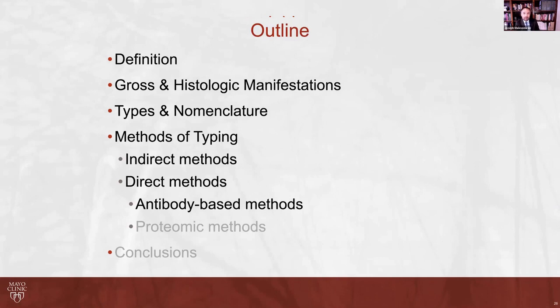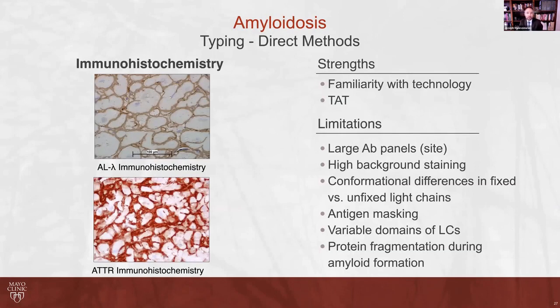What are the direct methods that are used? Well, immunohistochemistry has a storied history in pathology. It's relatively easy to do. Most pathology labs have the ability to do immunohistochemistry. However, it's limited by the fact that you really have to maintain very large antibody panels to be able to screen for all the different types of amyloid that can potentially be depositing.